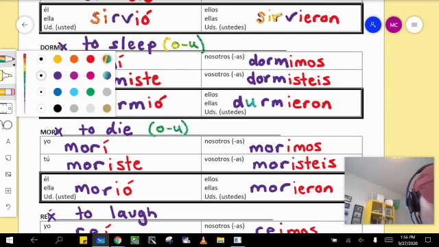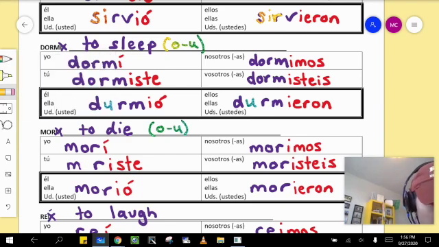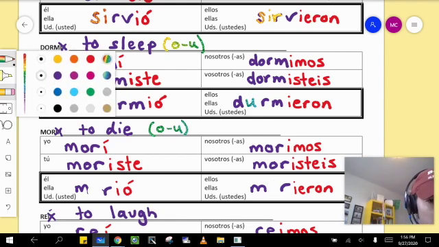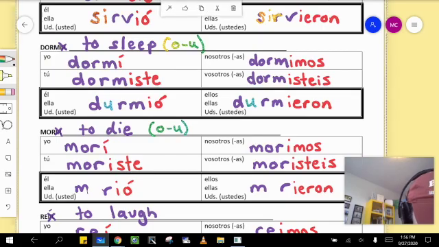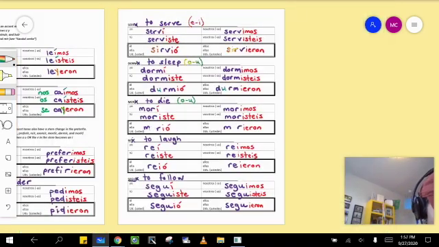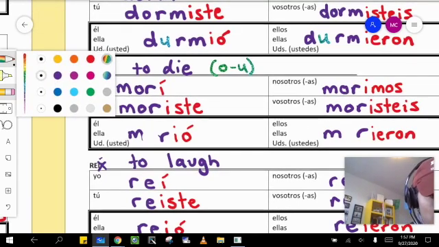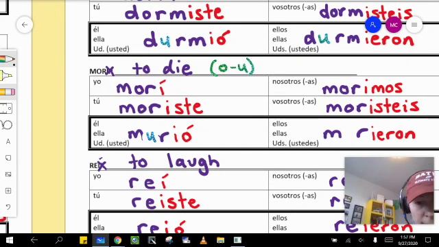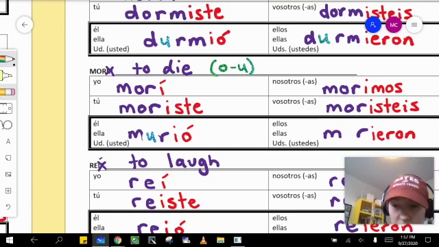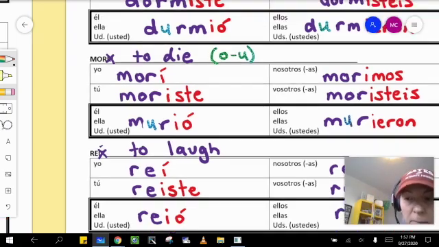Okay, let's talk about morir. Also O to U. Oh no, I got rid of the wrong one. Let's change it. Okay, inside the box only, we're going to change the O to a U. So when I step on that bug and he died as a result of my large shoe, I would say murió. He died, it died, she died. Murieron, when I take out lots of spiders from my garage, murieron.